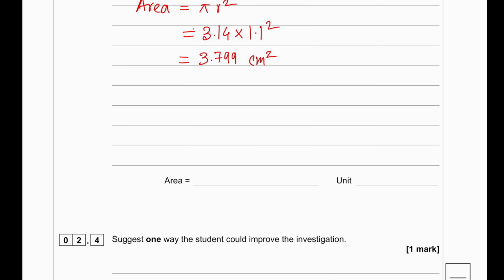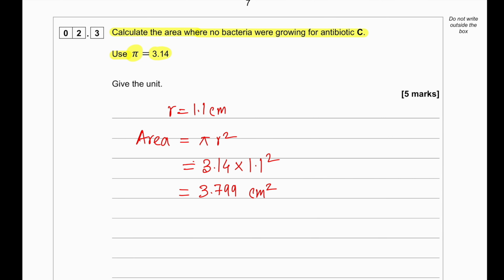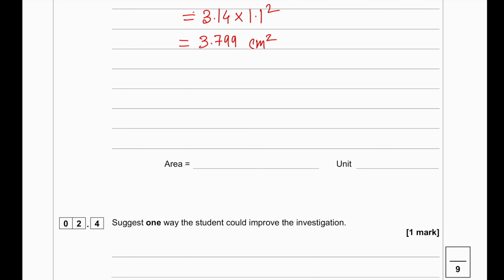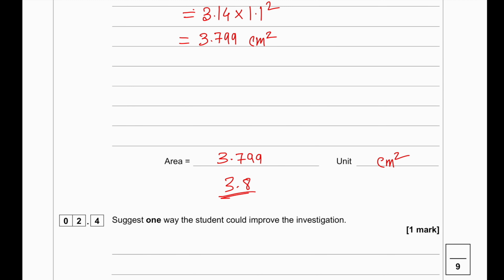Now we will mention the unit, because our question may sometimes ask us to give the answer in standard form, so we will think of the answer in standard form. So the area is 3.799 and the unit will be cm squared. Some of you may also opt to write 3.8 and still be correct.